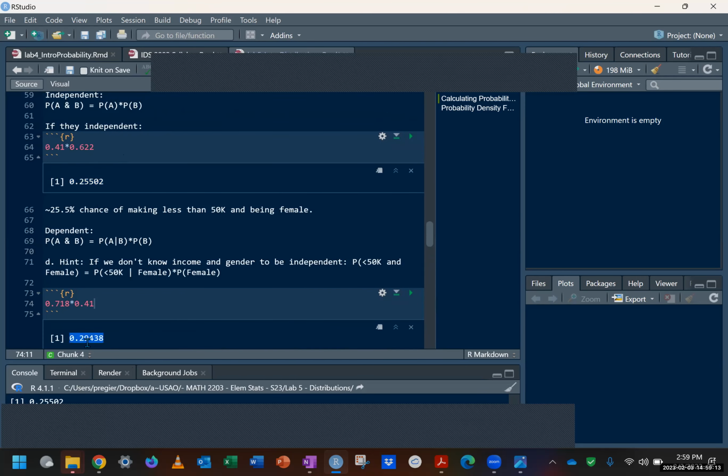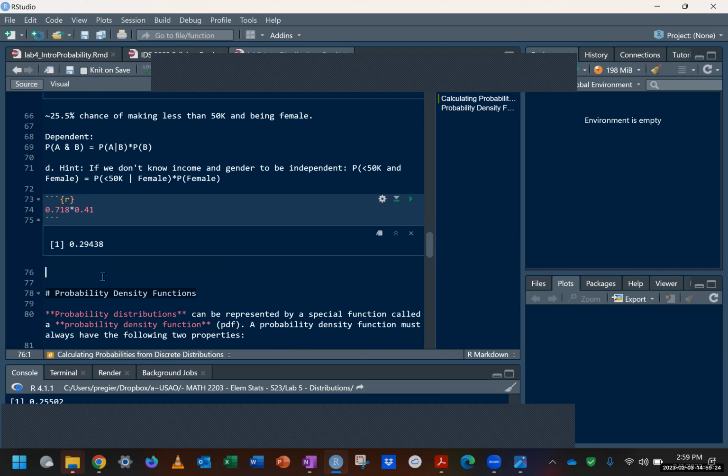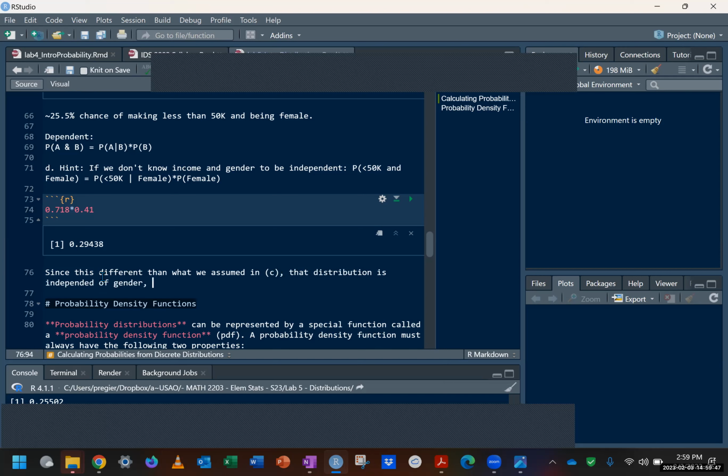if they're independent, it should be the same as my previous calculation. But since they're not, this shows they're not independent. We just showed that the joint probabilities are not what you would get if you assume they're independent. So since this is different than what we assumed in C, we assumed independence in C, that the distribution is independent of gender. We assume that, but we got a different value.